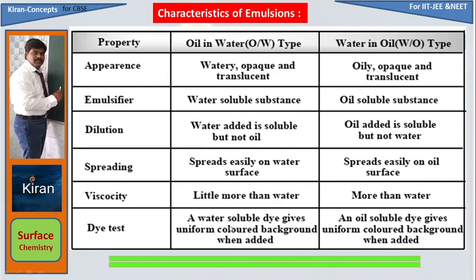Dye test: a water soluble dye gives a uniformly colored background when added. An oil soluble dye gives a uniformly colored background when added to the other. When you add a water soluble dye, the water will get the color. When you add an oil soluble dye, the oil is going to get the color.